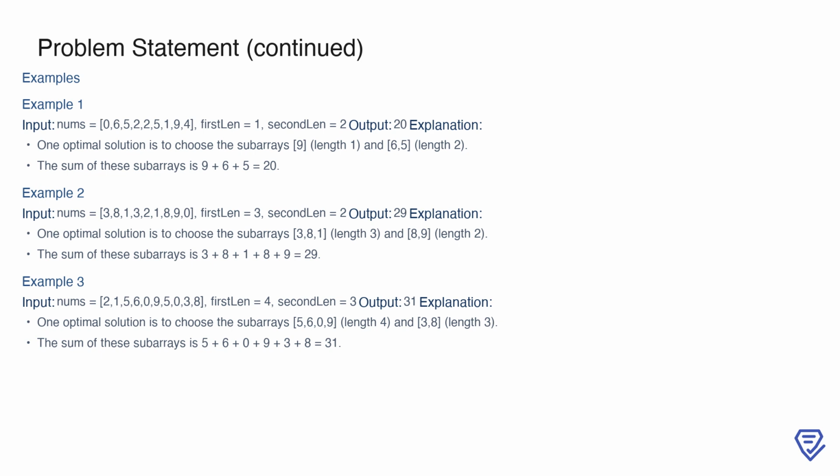In the second example, with nums equals 3, 8, 1, 3, 2, 1, 8, 9, 0, firstLen equals 3, and secondLen equals 2, the best choice is the subarrays 3, 8, 1, and 8, 9. Adding their elements gives 3 plus 8 plus 1 plus 8 plus 9, resulting in a maximum sum of 29. Lastly, in the third example, for nums equals 2, 1, 5, 6, 0, 9, 5, 0, 3, 8, firstLen equals 4, and secondLen equals 3, the subarrays 5, 6, 0, 9 and 3, 8 yield a total sum of 31, which is the output.